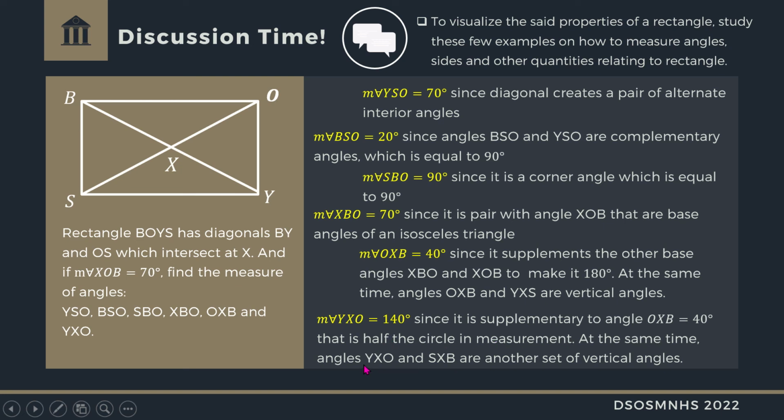At the same time, angles YXO and SXB are another set of vertical angles. So therefore, this one is 140, and the other one is also 140. Again, I would like to clarify that the diagram you see on the left side might not equate the given angle that we solved here. We can see that the 40 degrees is drawn bigger compared to the 140 degrees beside it, which should be smaller.